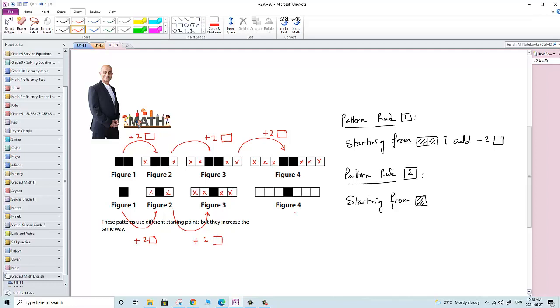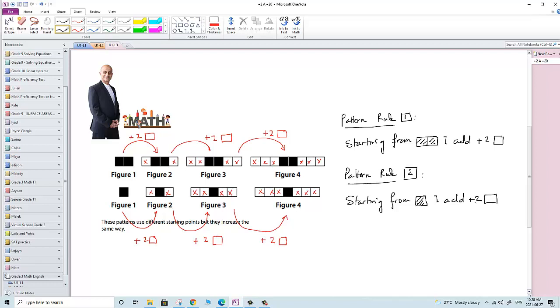Figure 3, I will see it in figure 4. It's a repetition, 1 black, 2 left and 2 right. This is exactly like figure 3. But to create figure 4, I added 1 block here and 1 block here. That means from here to here, I added 2 white blocks. So I can now complete my pattern rule number 2. I'm saying starting from 1 black block, I add 2 white blocks.